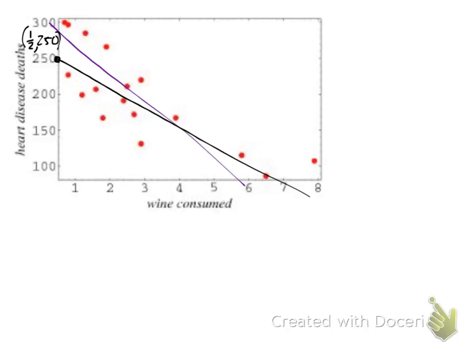Where else can we see? Can I use 4, 150? Is that a nicer one? That point right there? It's about 4, 150. We'll just use it. So now, I have 2 points, so I'm going to find the slope. So that would equal 150 minus 250 over 4 minus a half, right?